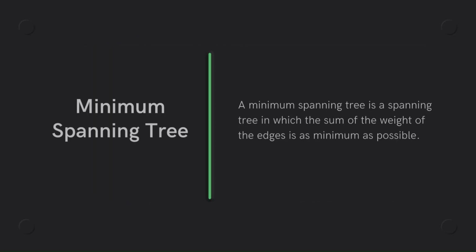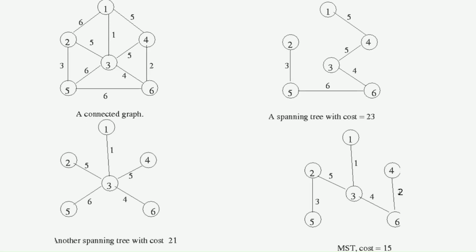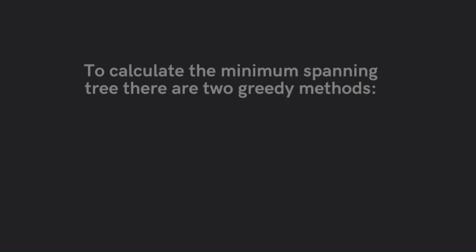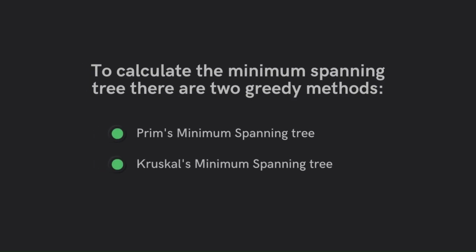Now we'll talk about minimum spanning tree. A minimum spanning tree is a spanning tree in which the sum of the weight of the edges is as minimum as possible. Following are the examples. To calculate the minimum spanning tree, there are two greedy methods: Prim's minimum spanning tree and Kruskal's minimum spanning tree.